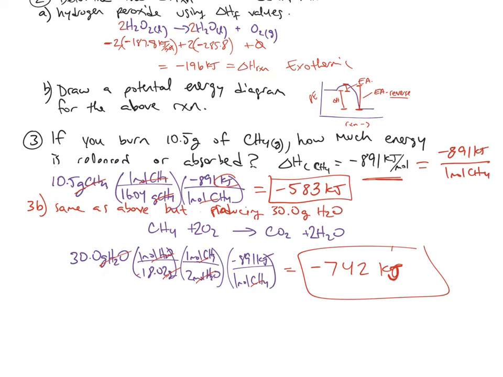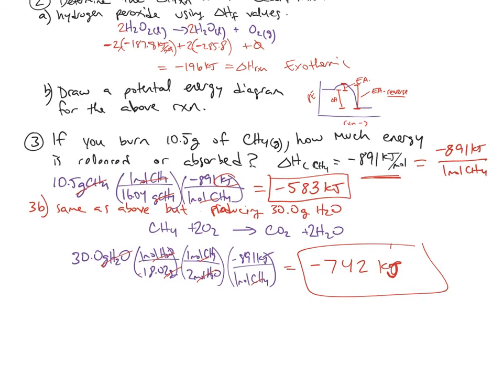And again, we talked about double checking your answers, making sure they make sense, right? Both of these make sense. We had less than a mole of CH4, so we should have less than a mole's worth of heat being released. Here, we're producing less than 2 moles of water, so we should have less than 1 full mole of CH4 used based on that balanced equation, okay?